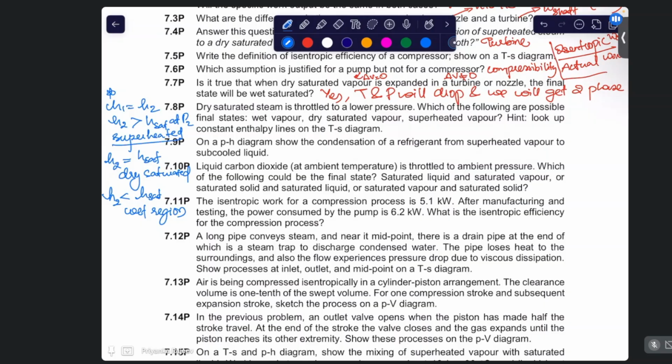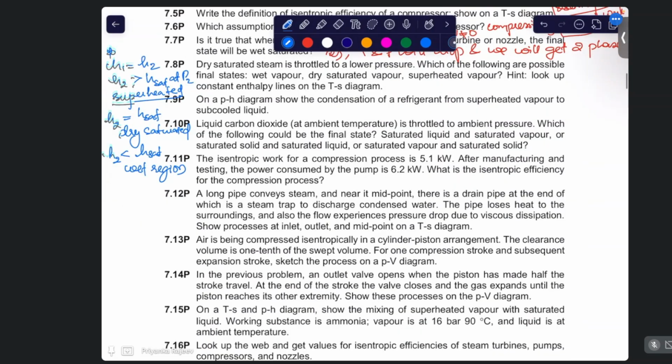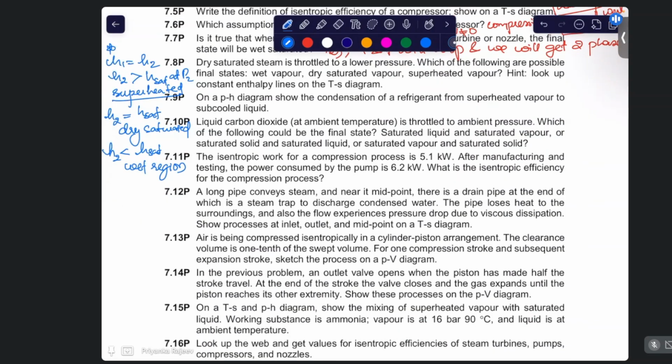Okay, so the answer will be solid plus vapor. That is the answer.